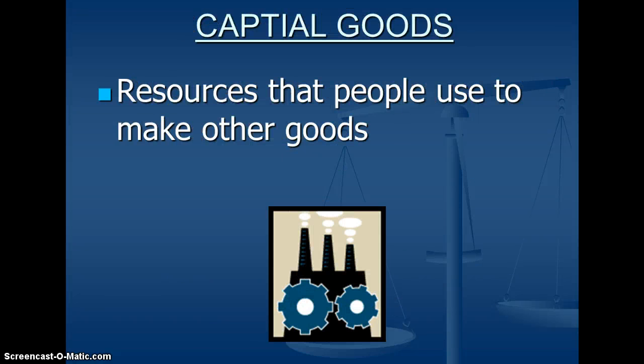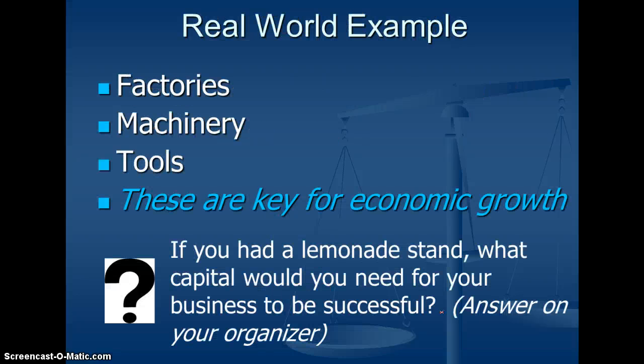Capital goods, that's what you use to make your goods. For example, factories, machines, tools. These are all examples of something that you would need to make your product. Okay, it's something tangible, it's a physical item.